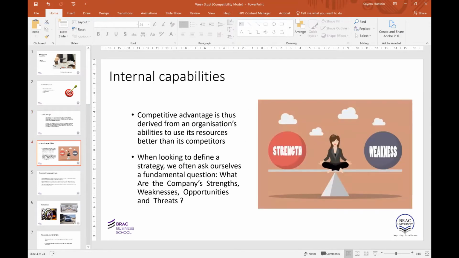So, first of all, internal capabilities. Competitive advantage is obviously derived from an organization's core capabilities, what they can do better than their competitors. Think again, why is Apple probably the most expensive smartphone? Can someone tell me? And why do they have the competitive advantage over all the other smartphone manufacturers?